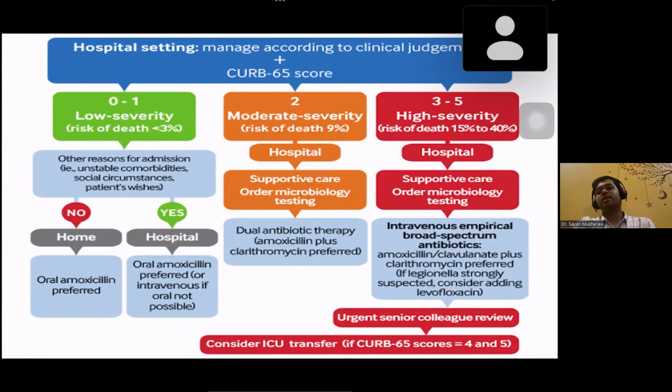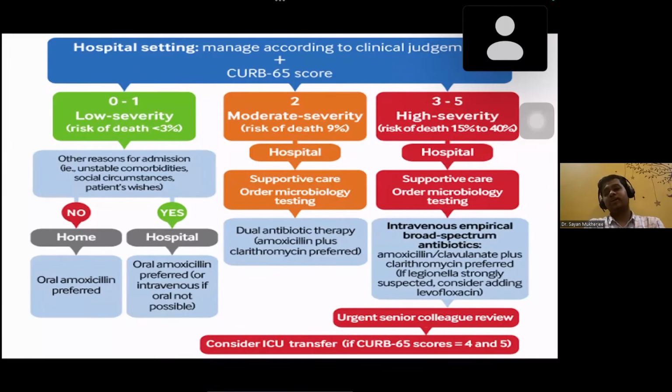In high severity cases, we will go for intravenous broad spectrum antibiotics. We'll admit the patient, we'll give him supportive care, give him fluids if he needs it, we'll monitor the blood pressure, and we'll give him intravenous antibiotics. Amoxiclav, instead of just amoxicillin, we use amoxicillin plus clavulanic acid. And along with that, we use clarithromycin.